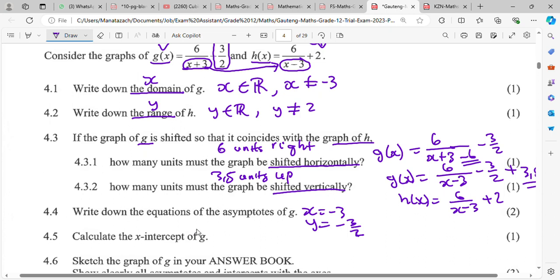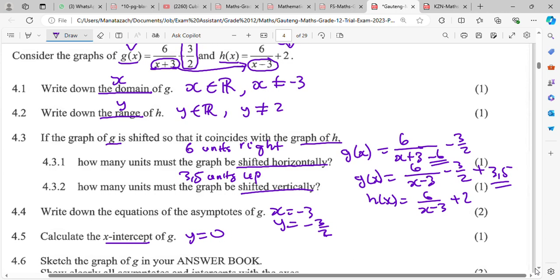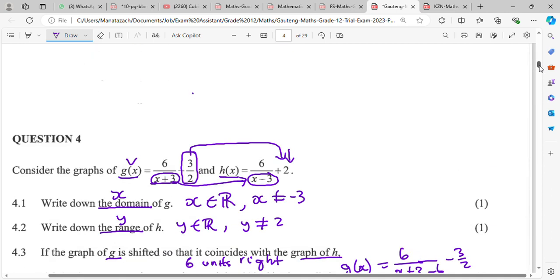Calculate the x-intercept for G. So for the x-intercept, you know that is when y is equal to 0. So when it comes to working out the x-intercept where y is equal to 0, let's just go up a bit for this particular question. So you've got g of x, let me write here. G of x is equal to 6 divided by x plus 3 minus 3 over 2. So this is all equal to y. You can just replace g of x by y.